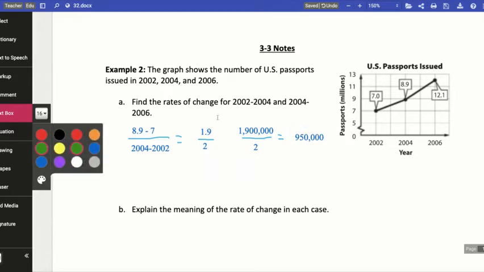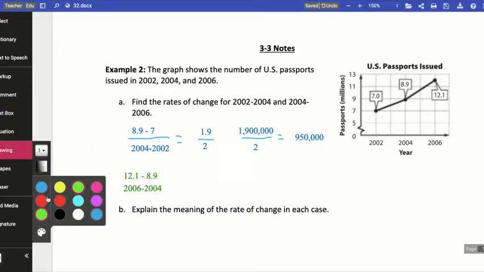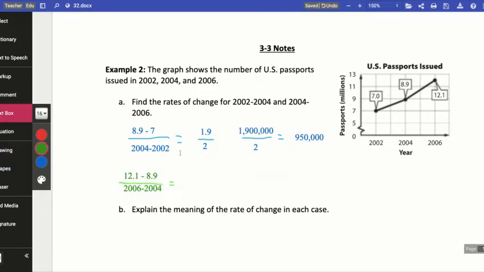Let's take a look at between 2006 and 2004. Remember, our x values go on the bottom, the change in our x's, while the change in our y's will go in our numerator. And here in 2006, there were 12.1 million passports issued, while in year 2004, there were 8.9 million passports issued. And remember, we are dividing these to show the rate of change. And you can simplify this.